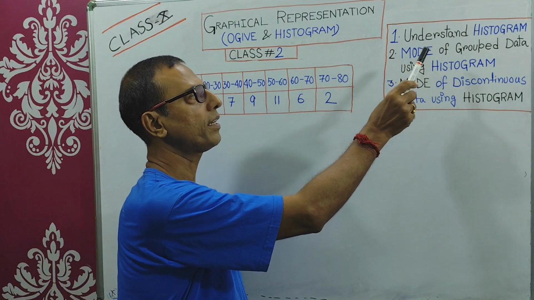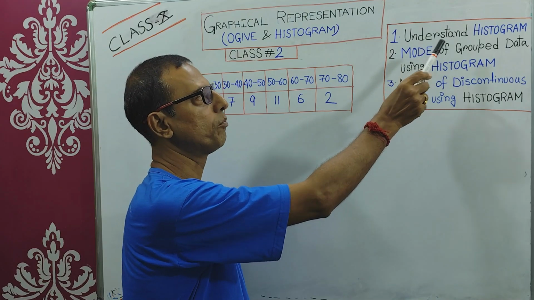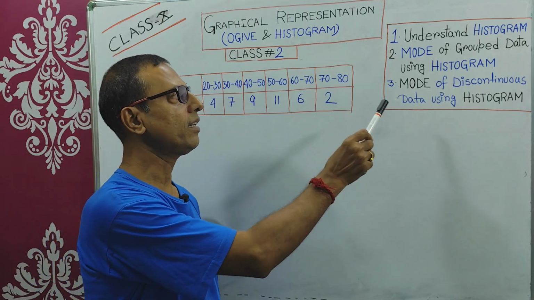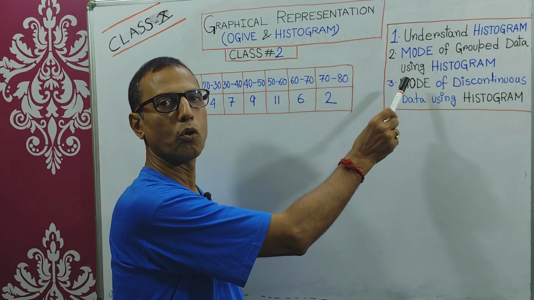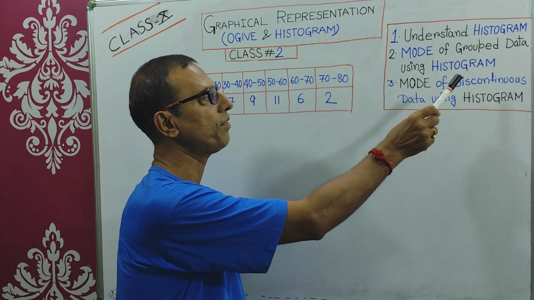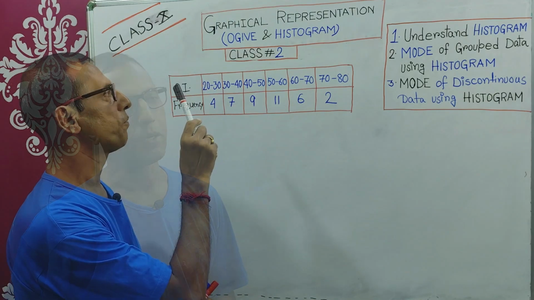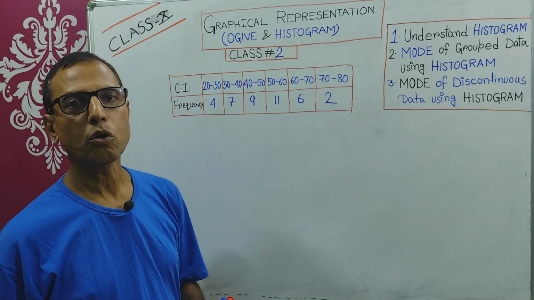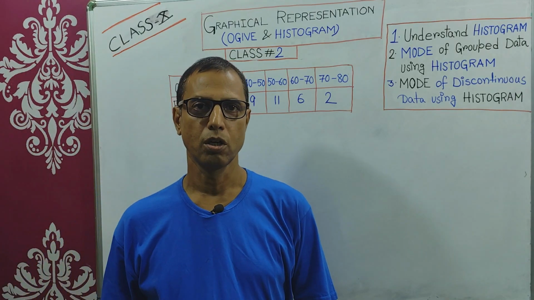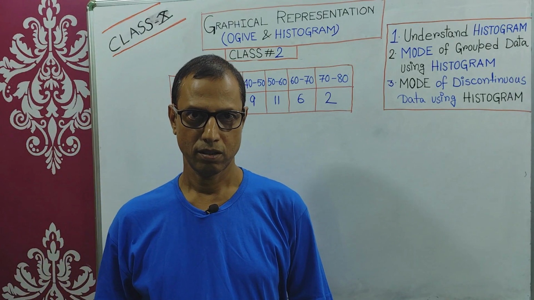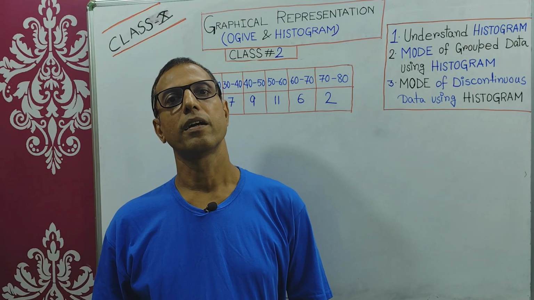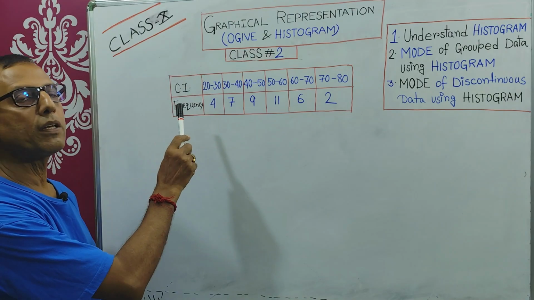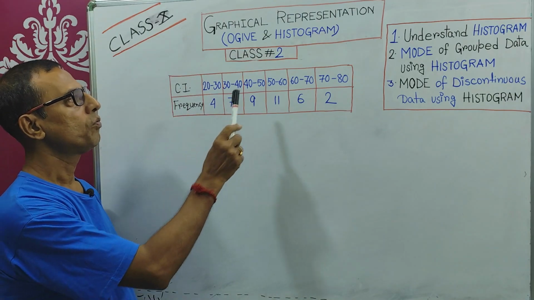Then how we can use histogram to find out the mode for grouped data or continuous data, and then how to find out the mode using histogram even for discontinuous data. The first thing is you need to understand histogram. Let's start. So histogram is actually used to represent grouped data or continuous data. First of all, I will explain what is histogram.